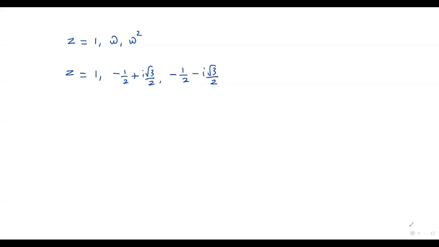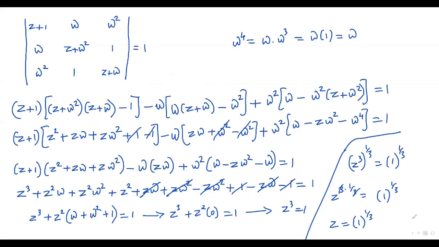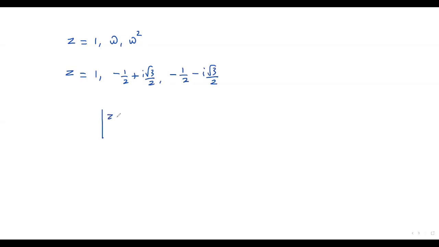Now what we have to do is consider the equation given in the question, that is, absolute value of z minus a over z plus b equals 1. Okay, now let me take this equation. So absolute value of z minus a over z plus b equals 1. Now whenever we have an absolute sign for a fraction, we can take the absolute sign for the numerator and denominator. Then I am getting absolute value of z minus a divided by absolute value of z plus b equals 1.